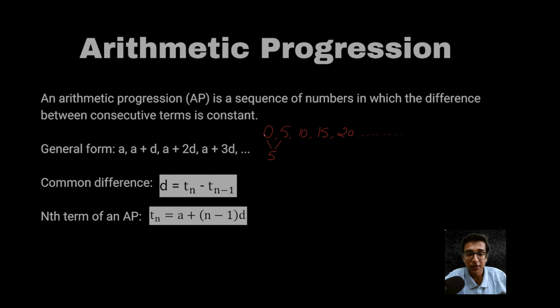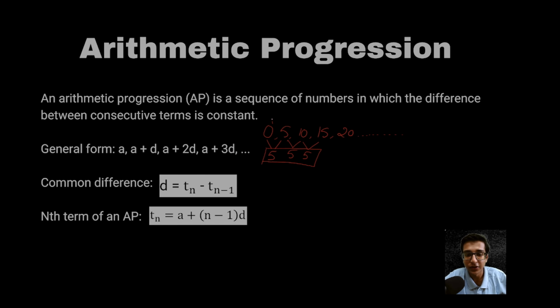For example, 5 has been added to 0 to get 5. And then 5 has been added to 5 to get 10. So if the common difference between the consecutive terms turns out to be constant, then we call this an arithmetic progression. Now there are a few notations that you need to remember.